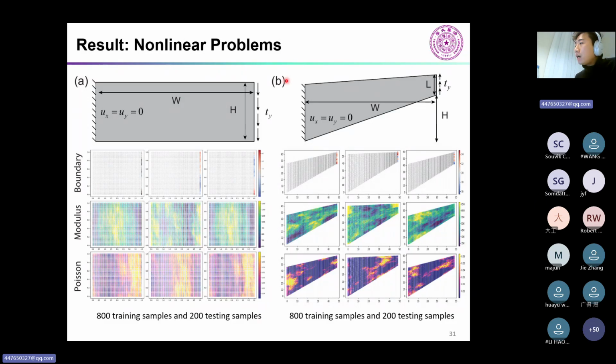And in our second example, we use a Cook membrane. We will change the geometry, boundary condition, and material altogether. For example, how do we change the geometry? We can change the length of the left boundary. It will be random from a Gaussian random field. And in the right boundary, you can also change the length. This L is also random, and this H is also random. So the geometry is random. It's from a Gaussian random field. We use about 800 training samples and 200 testing samples.